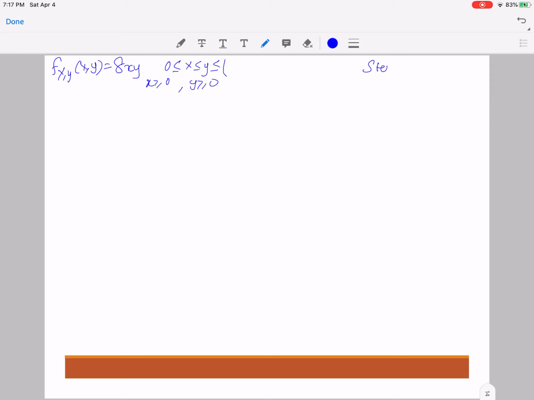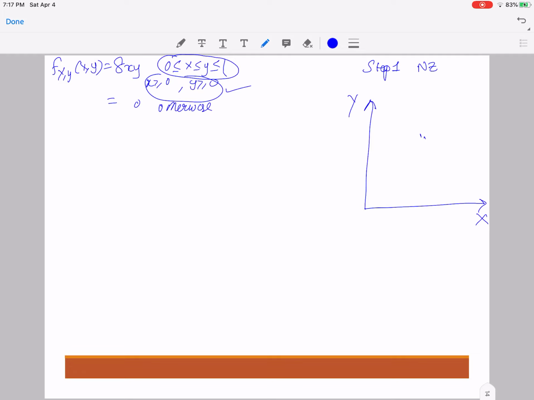So everything begins with the evaluation of the region of non-zero probability, which is the region for which the PDF is non-zero. So let's plot the region of non-zero probability. Both x and y are greater than or equal to 0, so that means I'm looking at my very first quadrant, and I have this relation that x is less than or equal to y, which is in turn less than or equal to 1. So everything is within this small square between 0 to 1.